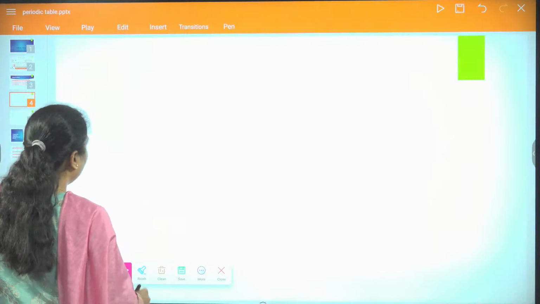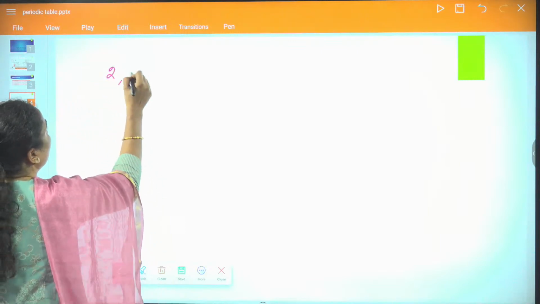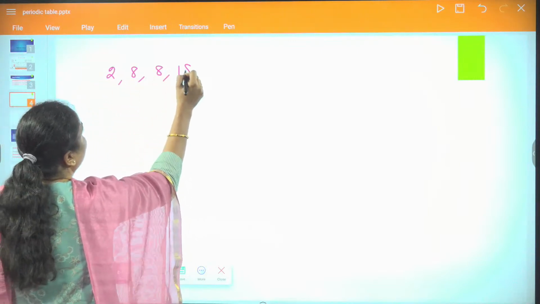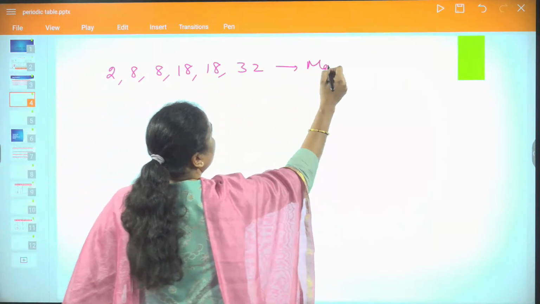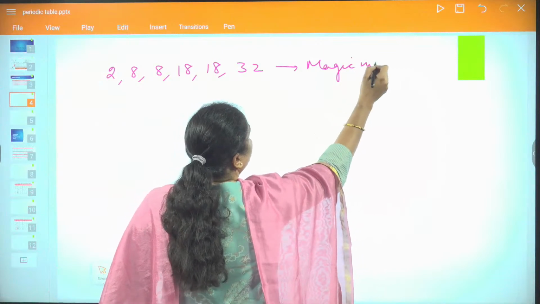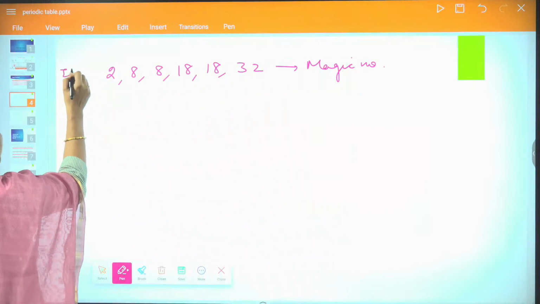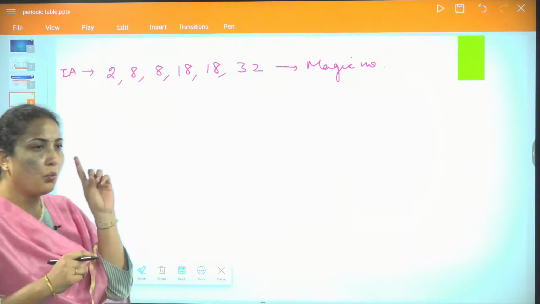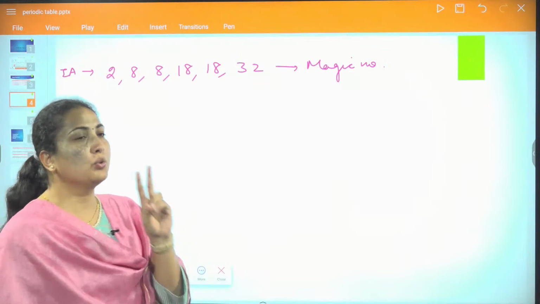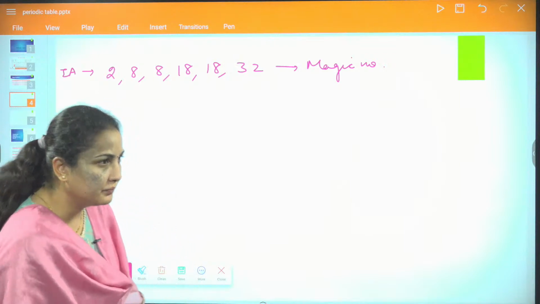Now here I am going to write 2, 8, 8, 18, 18, 32. This is the magic number when it comes to group 1, the 1A I have written. That is 1 time 2, 2 times 8, 2 times 18 and 1 time 32.